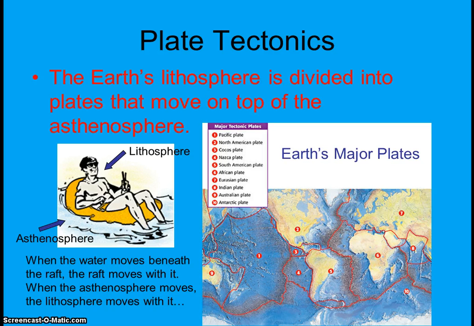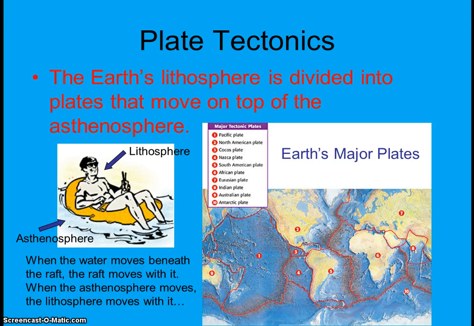So think about currents in the ocean. If you don't have a motor or a sail on a boat and you're just sitting in that ocean in some kind of a raft, then you're at the mercy of the ocean current. Wherever it goes, it's going to carry you with it. So that's what happens. The continents are the lithosphere that's sitting on the asthenosphere, and when the asthenosphere moves, it carries the continents with it.